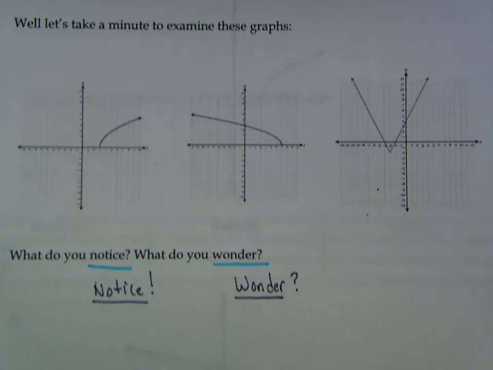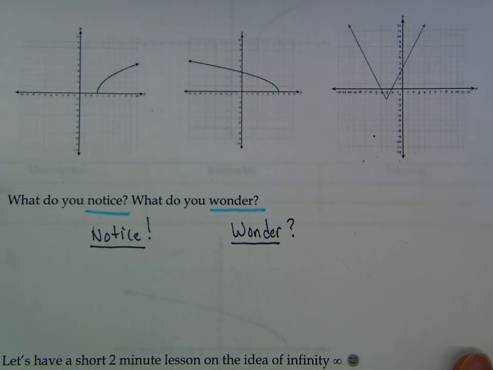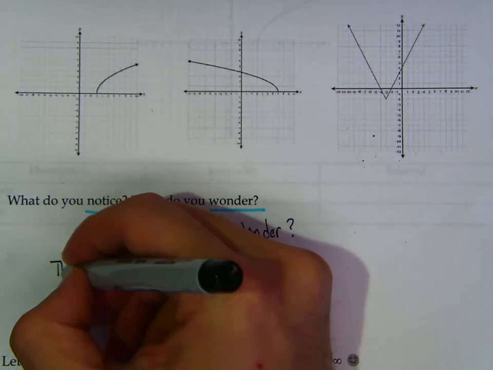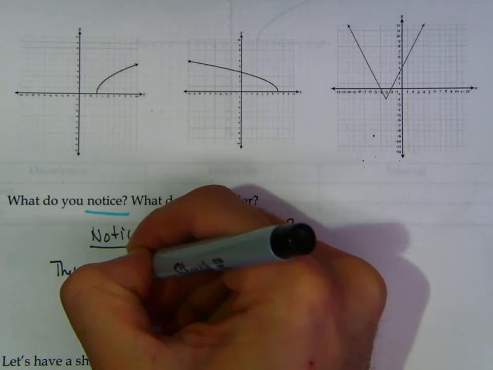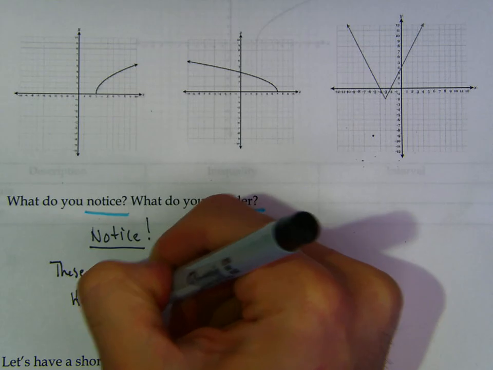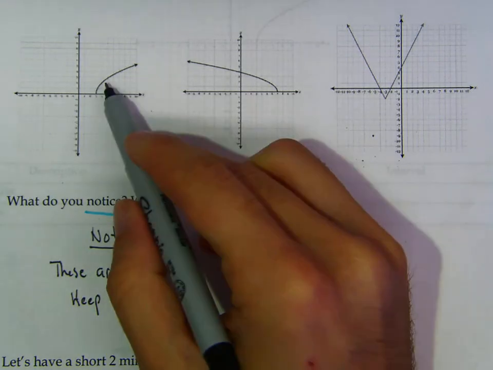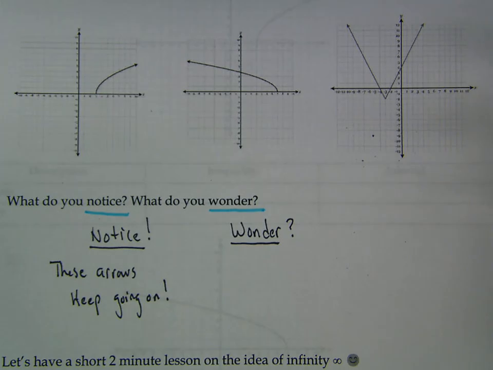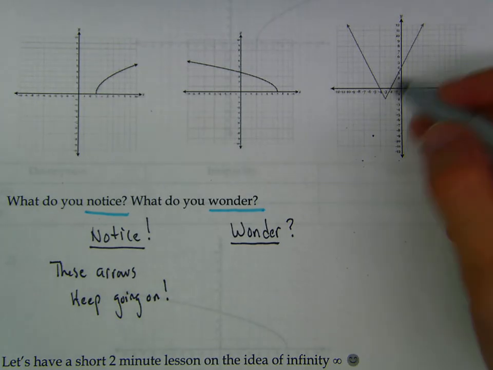Right? What do you notice? What do you wonder? Okay. Well, here, these arrows keep going on, right? These arrows imply the same pattern. You wonder, what is something that you could wonder?